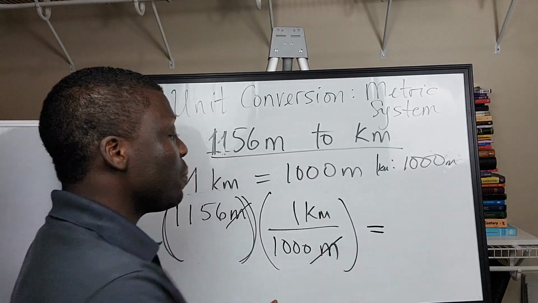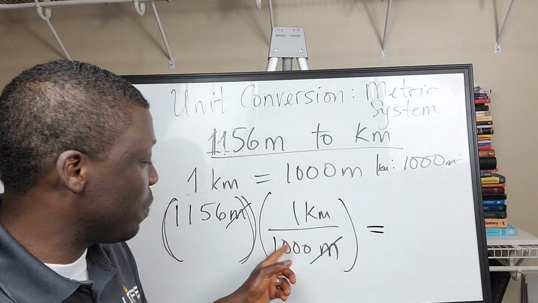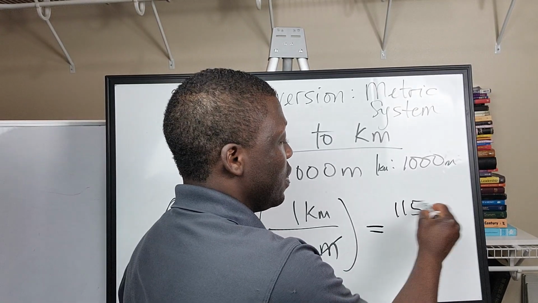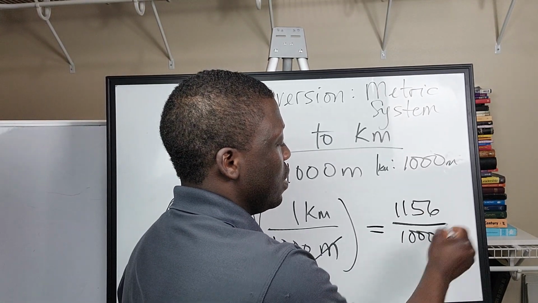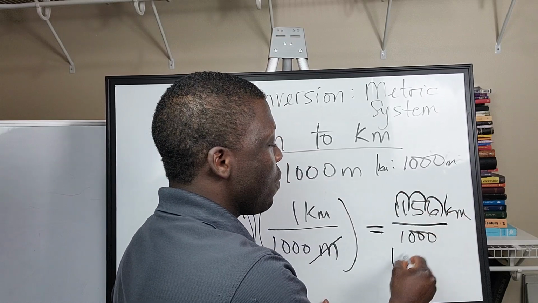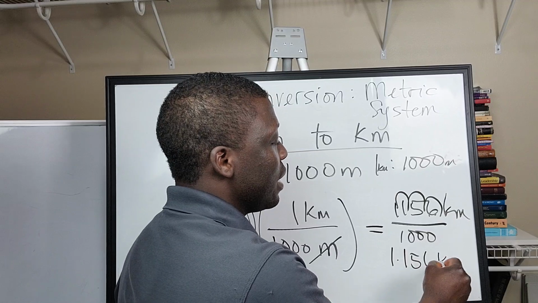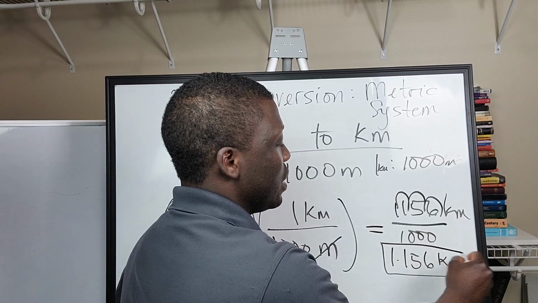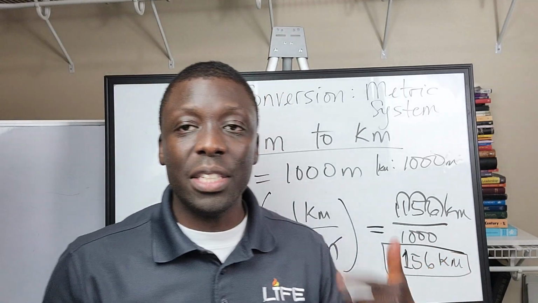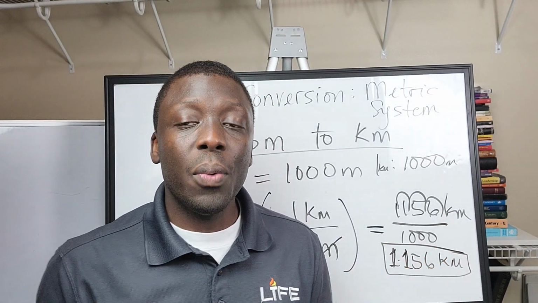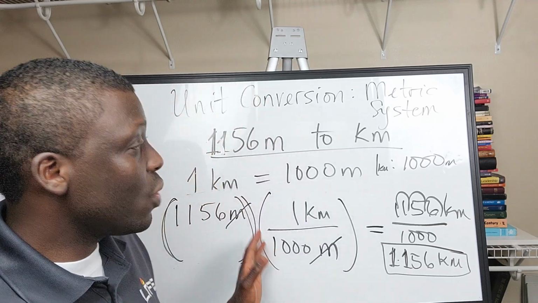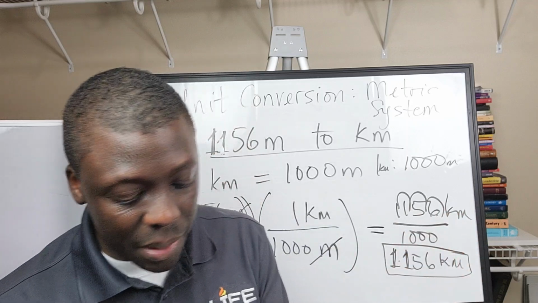Now we can simplify. If you just look at this, because there are 3 zeros, that means the decimal is moving 1, 2, 3. So 1.156 kilometers. Okay, so 1.156 kilometers is what you would get when you convert 1156 meters to kilometers. Very good. So that is one example with the metric system.